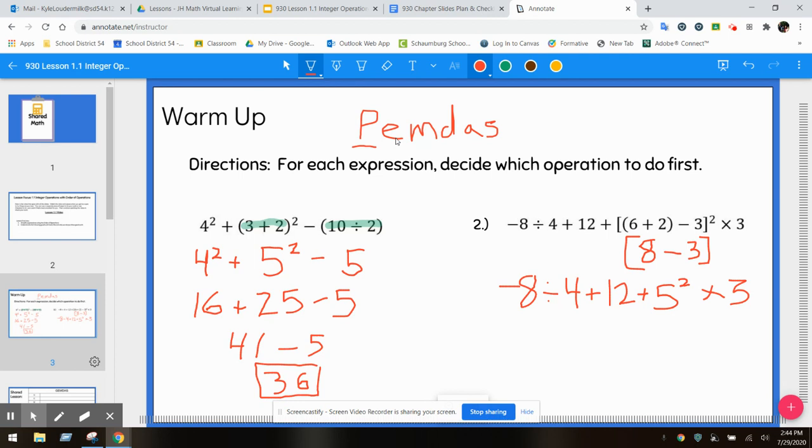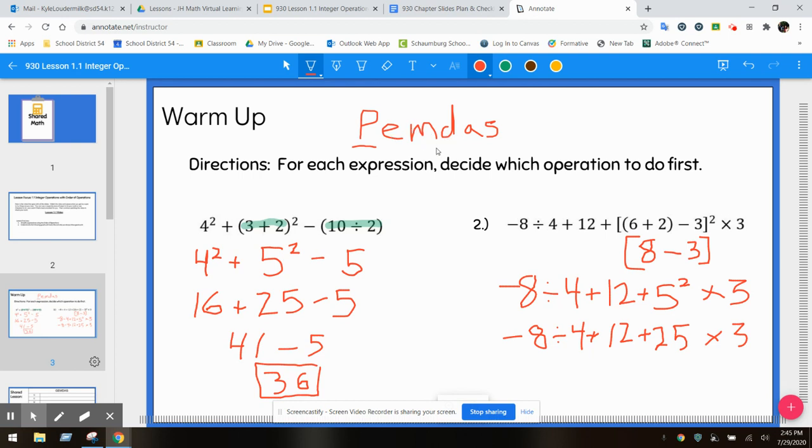Going back up here, now anything with an exponent has to be done next. So that is this, 5 squared gets done next, which is 25. We had that on the previous problem. 25 times 3, write everything else back in, -8 divided by 4 plus 12 plus this. Okay. Now, P and E are done.